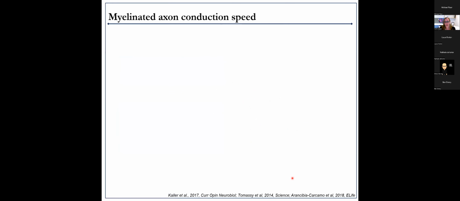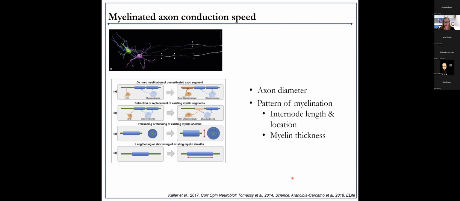So there's a few things that can actually modulate conduction speed in a myelinated axon. The first thing is axon diameter. Obviously, larger axons are more likely to be myelinated, but they also will transport action potentials a lot faster. The other thing is the pattern of myelination. So we know now that not all neurons are myelinated equally, and there's often quite large gaps in between the myelination, and internode length is very different, and there's different variations in the thickness of myelin, even along a single axon.